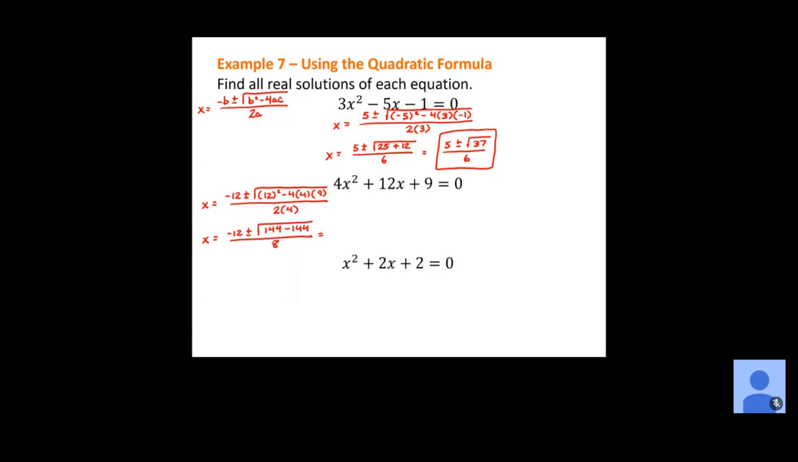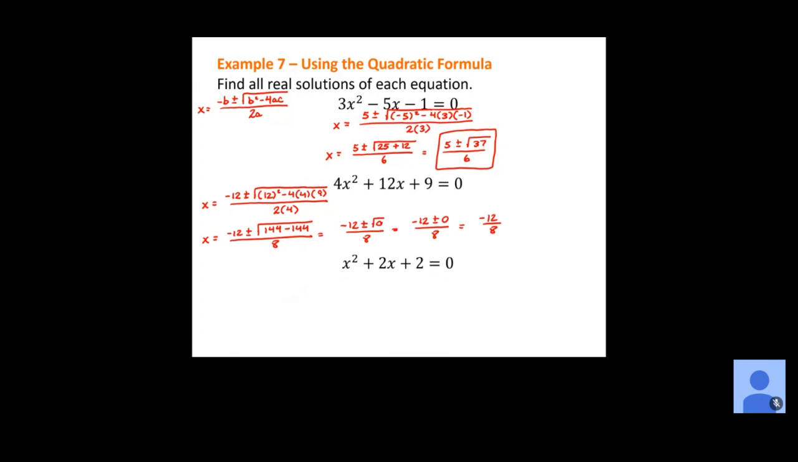Now this time, when we combine what we have inside the square root, what are we going to have now? A 0, right? And so we're left with negative 12 plus or minus the square root of 0 over 8. Well, what's the square root of 0? It's just 0, right? So really now we have negative 12 plus or minus 0 over 8. Well, if I add 0 or subtract 0 from negative 12, what am I going to get in both cases? Negative 12, right? It doesn't matter if I add 0 or subtract 0, I'm still going to get negative 12. So I really only have negative 12 over 8 in this case.